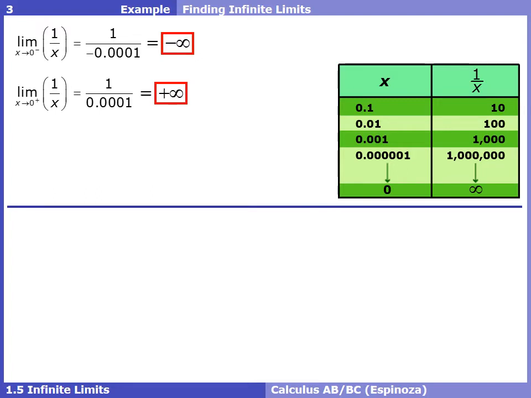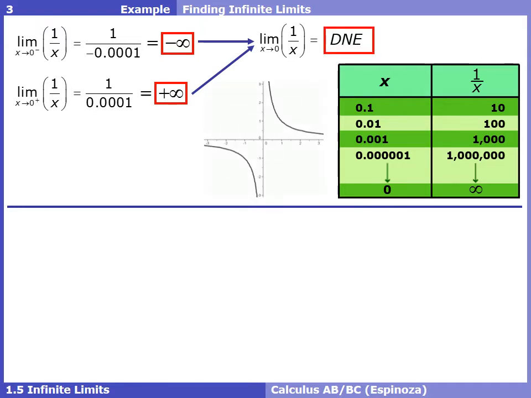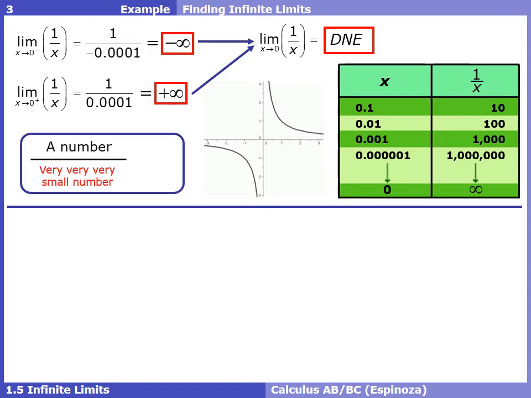Now that we have the left and the right limit sorted out, we can of course say that the overall limit is DNE, since both of those are going in opposite directions. As some proof of what's going on here, if you graph 1 over x, you can indeed see to the left of 0, we're going down to negative infinity, and to the right of 0, we're going up to positive infinity.